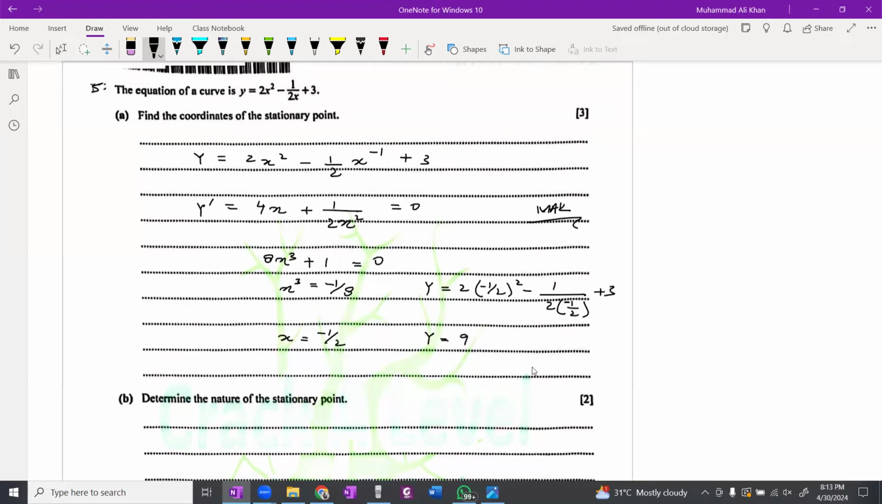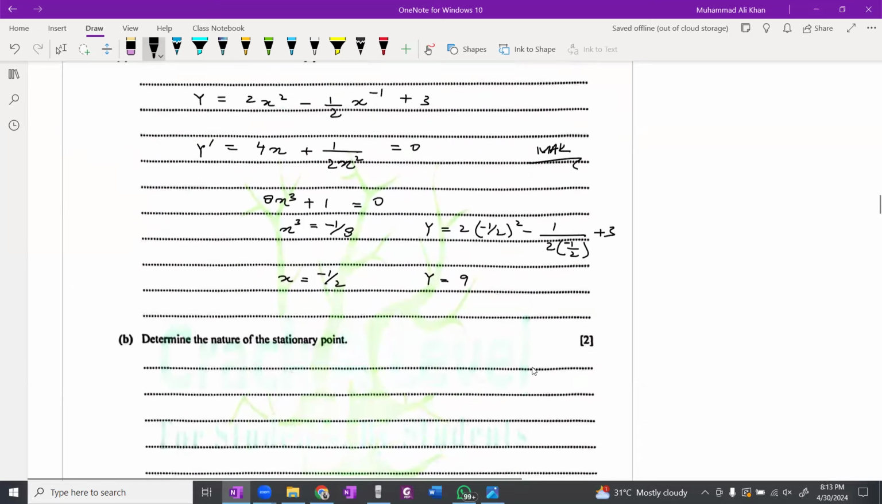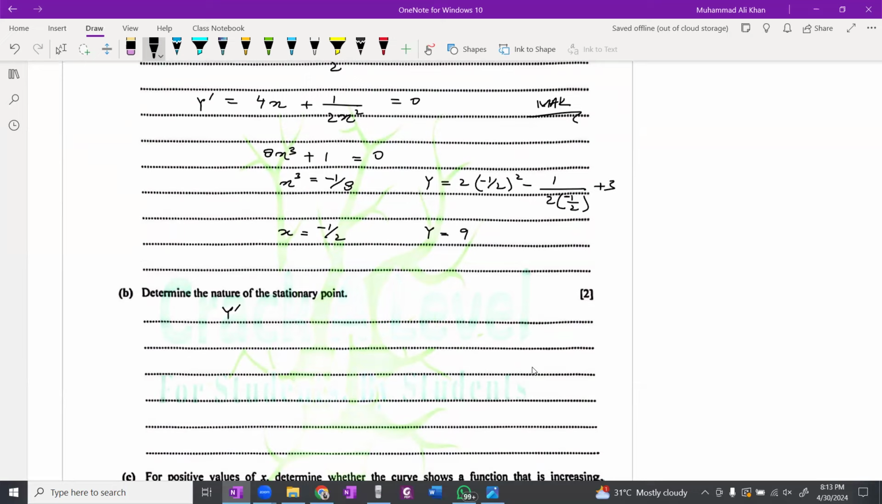Now, determine the nature of the stationary point. For the nature of the stationary point, we have to calculate the second derivative. So now, what is the first derivative? The first derivative y dash is 4x plus 1 over 2, x power minus 2. The second derivative is 4 minus 2 over 2x cubed. 2 and 2 cancel out. Replace the value of x by minus 1 upon 2. So y double dash is 4 minus 1 upon minus 1 upon 2. This will give us a positive value. So we can say that this is a minimum point. Hopefully it is also clear.